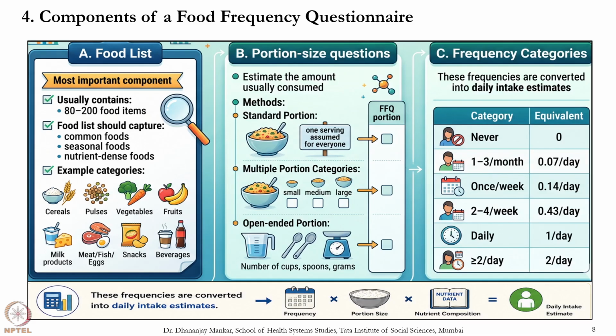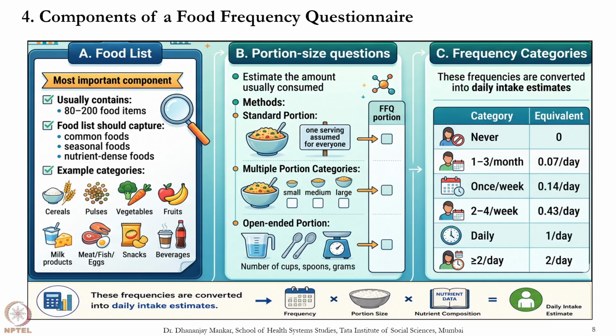These frequencies are converted into daily intake estimates, category wise, stating that never is equal to 0, or 1 to 3 months, you can say 0.07 per day, 1 week 0.14 per day, 2 to 4 weeks 0.43 per day, or daily, that is 1 per day, or within 2 days you can say 2 per day. So what it means is there should be some sort of categorization and the frequency can be made according to that. So these frequencies are converted into daily intake estimation.